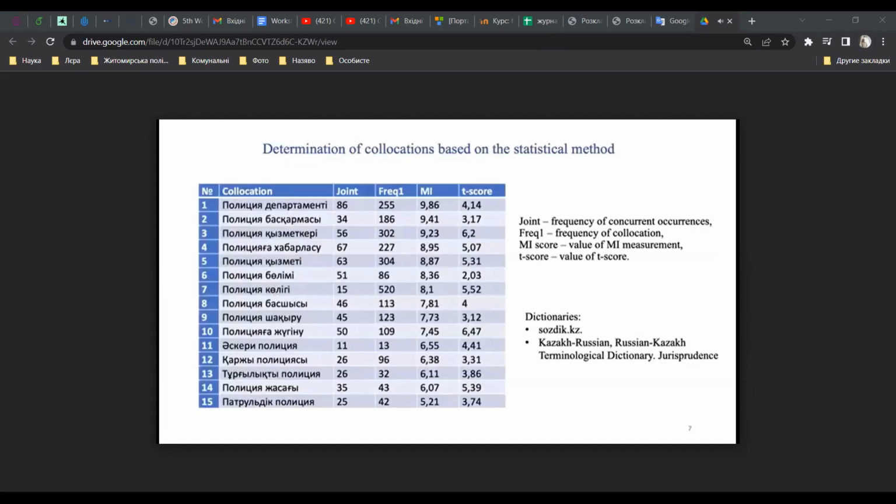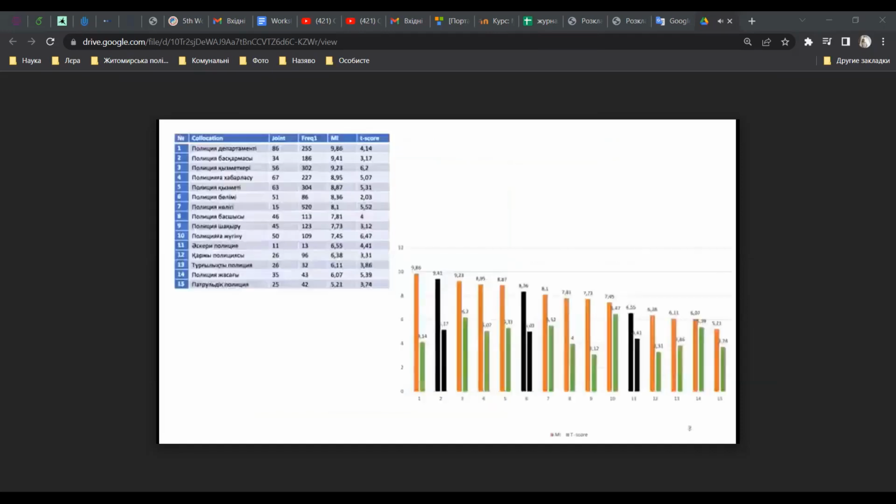not coincide. We compared the automatically generated word combinations on different association indices with the data from different dictionaries. The material served as a collection of two nouns without homonyms, CSD.KZ, and one adjective, the Kazakh-Russian, Russian-Kazakh Terminological Dictionary of Jurisprudence. We call the above word combinations correct.